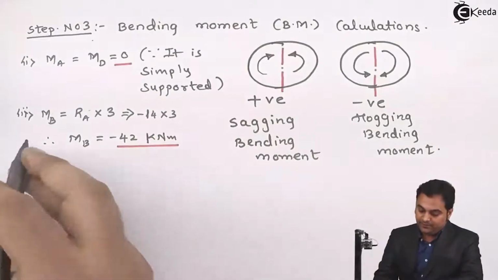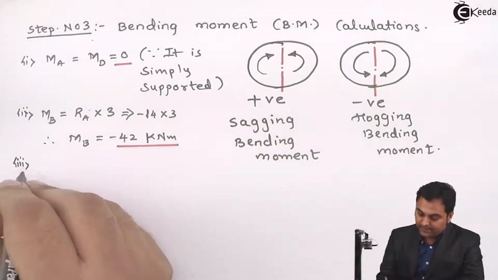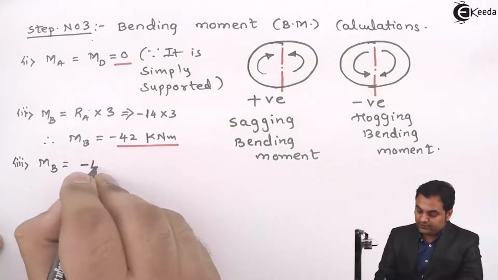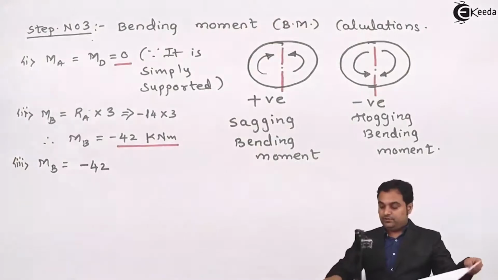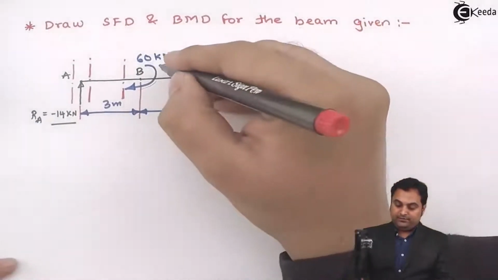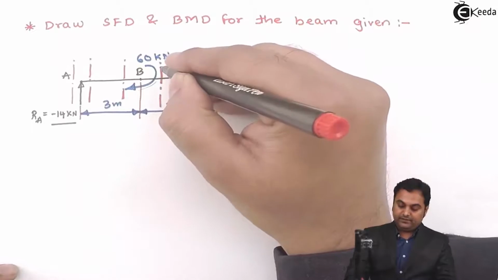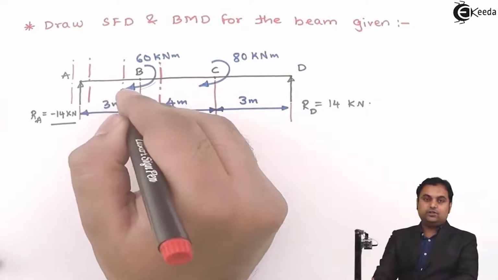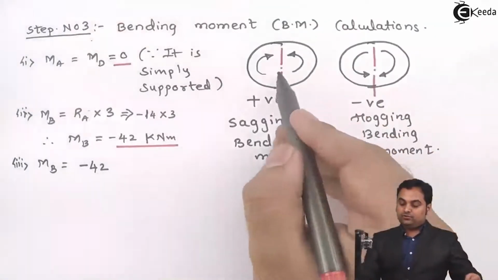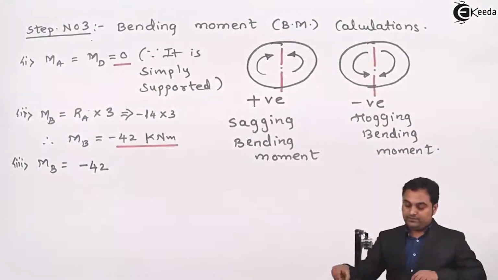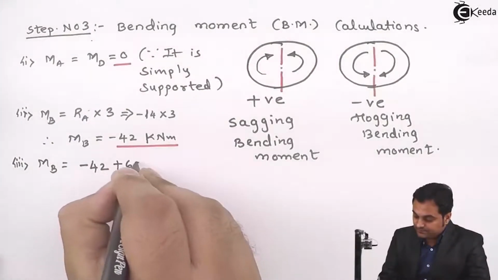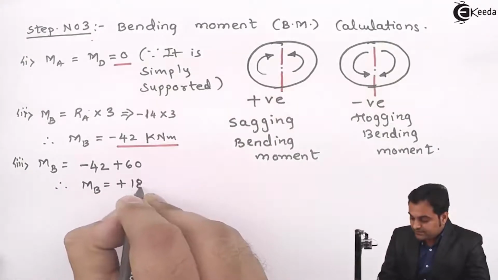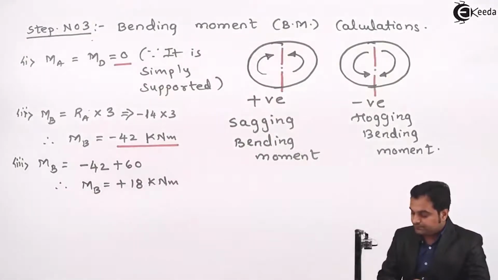Next, another value at B, because there is a couple acting. So moment at B is equal to, now this minus 42 will remain the same, but again if I am taking the section to the right of B, then to the left of this section there is even the 60 kilonewton meter couple. It is clockwise. So to the left, clockwise is positive. So in this, plus 60. So this comes out to be plus 18 kilonewton meter.